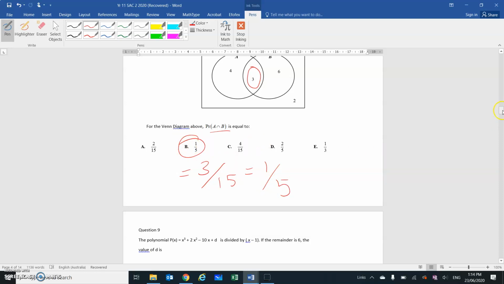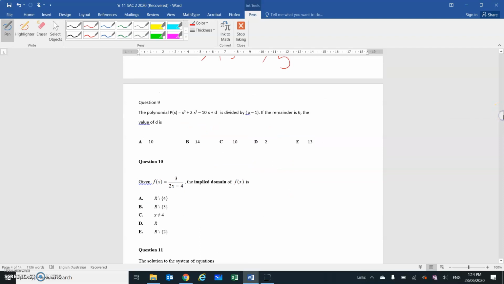Okay, let's move on. Question 9. A polynomial is divided by x minus 1, the remainder is 6. So this is using the remainder theorem. So if we take x minus 1, we solve it, you get x equals 1. We sub that into this polynomial. So P of 1 should give us the remainder, which is 6. Okay, so let's sub in x equals 1, let what we found equal 6, and we should be able to find what D is.